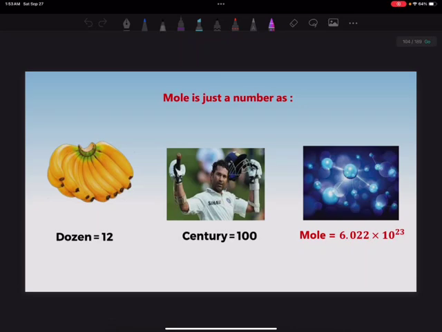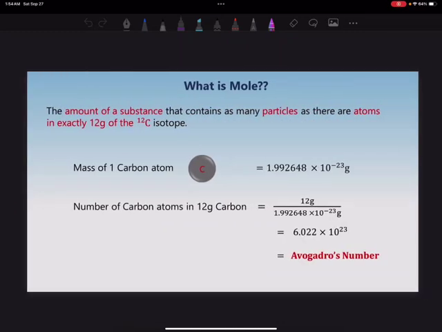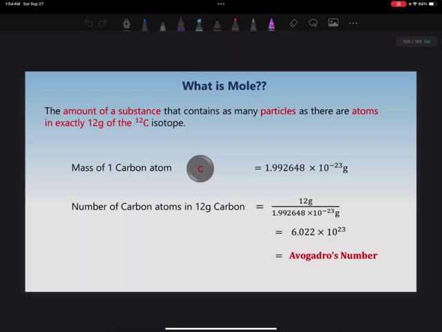The mole is just a number, as a dozen has 12 bananas and a century has 100 runs. Similarly, the mole has 6.022 times 10 to the power 23 particles. So it is the amount of substance that contains as many particles as there are atoms in exactly 12 grams of the carbon-12 isotope. For example, the mass of one carbon atom is 1.99 times 10 to the power minus 23 grams. So 12 divided by 1.99 times 10 to the power minus 23 comes to 6.02 times 10 to the power 23.